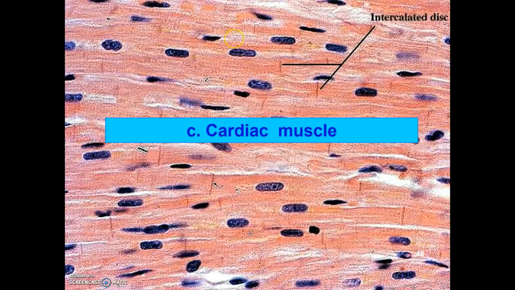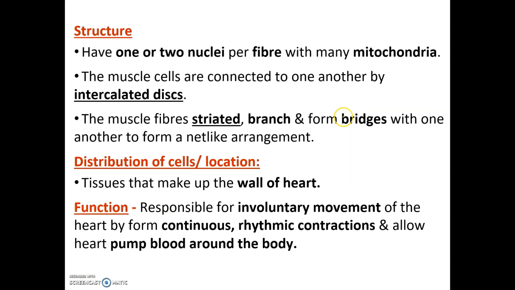Cardiac muscle, this is under the microscope view. We can see a special structure which can only be found in cardiac muscle, called intercalated discs. They have 1 to 2 nuclei per fiber with many mitochondria. This muscle is connected to one another by intercalated discs. It is the same as skeletal muscle in that it has striation, but this muscle has branches, not like skeletal muscle, which is parallel in form.